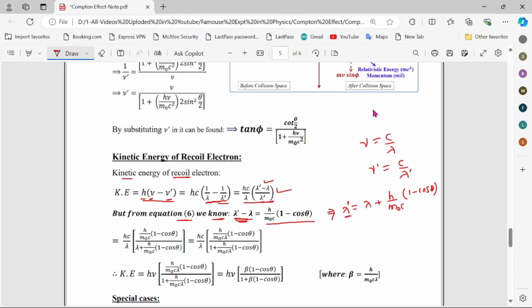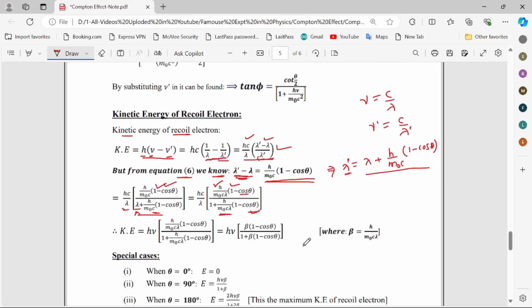So this kinetic energy will be hc by λ. Instead of λ' minus λ I substituted this value here, and instead of λ' I substituted this value. Then I divided numerator and denominator by λ. If I divide the numerator by λ, we get h by m0cλ into (1 minus cos θ). If I divide the denominator by λ, this term will be 1, and this term will be h by m0cλ into (1 minus cos θ).